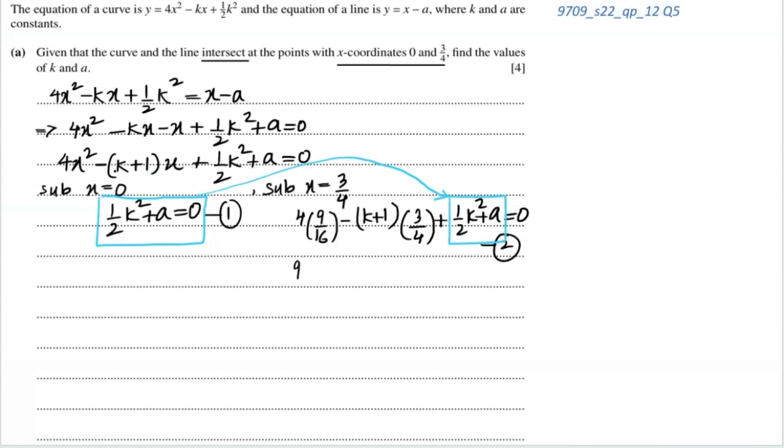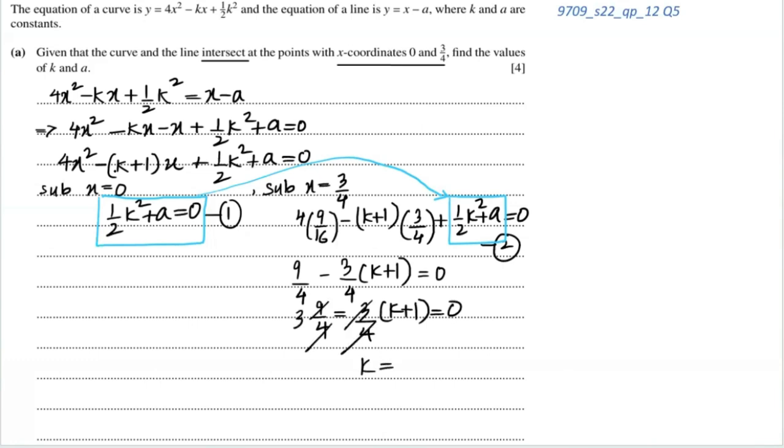So now I can write 9 over 4 minus 3/4 times (k plus 1). This will easily give me the value of k. Let's just do the normal calculations. It's just a linear equation in k. Get rid of these, and 3 thrice 9. So k equals 3 minus 1, k equals 2. So this is the first value I was looking for.